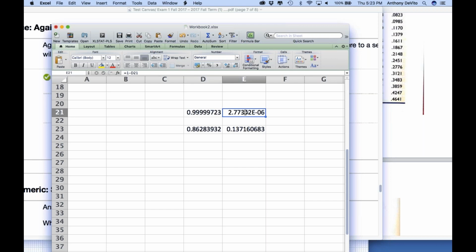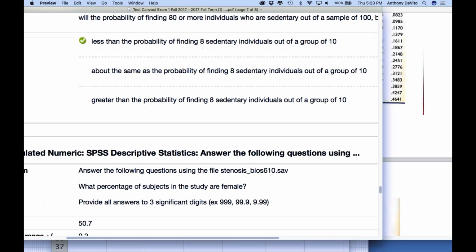So you've got two ways you can think it out: you can reason it out, or you can just use the binomial distribution to calculate the probability of getting 8 or more, or 80 or more out of 100. And when you do that, you see that the probability of getting 8 or more out of 10 is a lot greater than the probability of getting 80 or more out of 100. This is 2.77 times 10 to the minus 6. In other words, 5 zeros after the decimal point: 0.00000277. Okay, so that would have been the right answer to that.